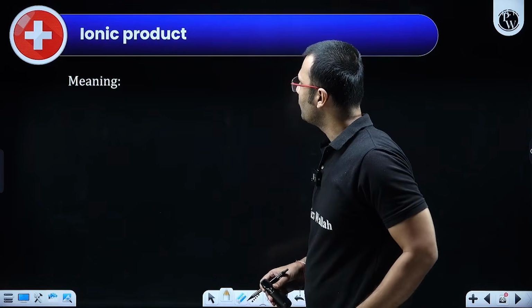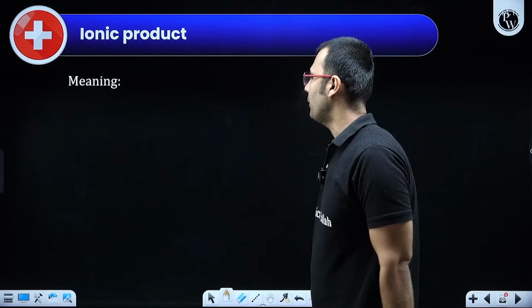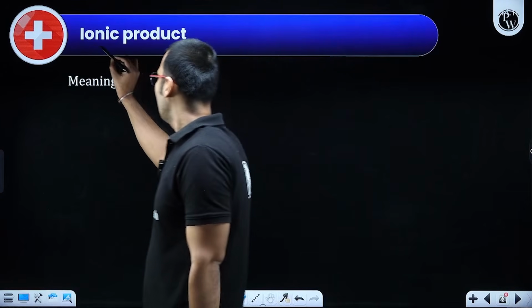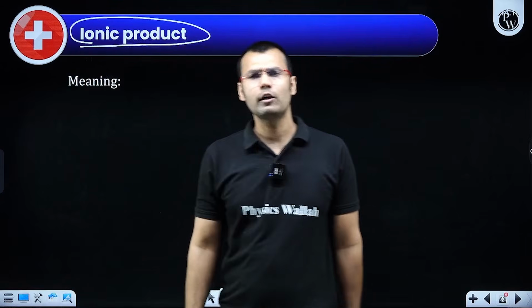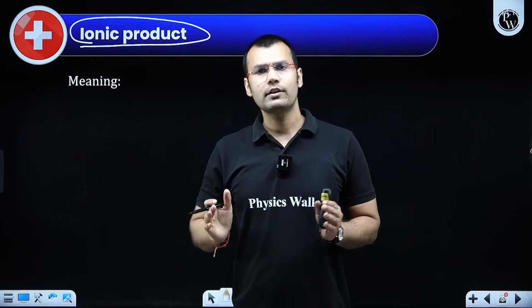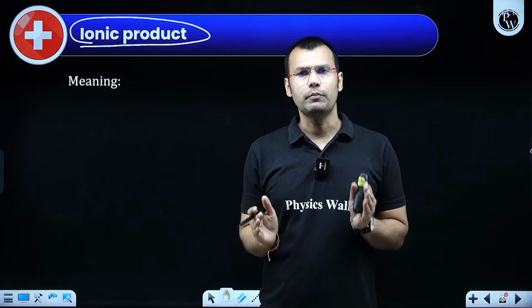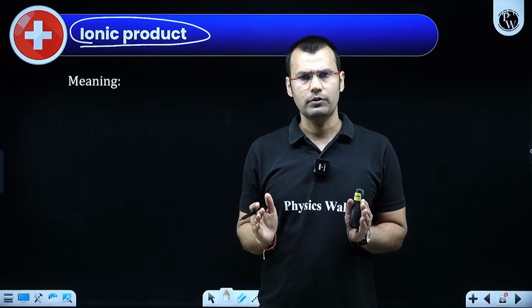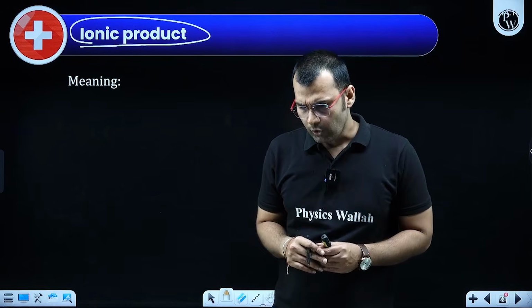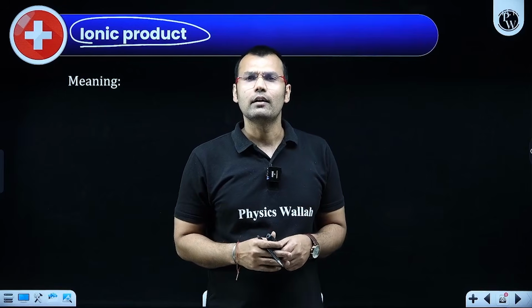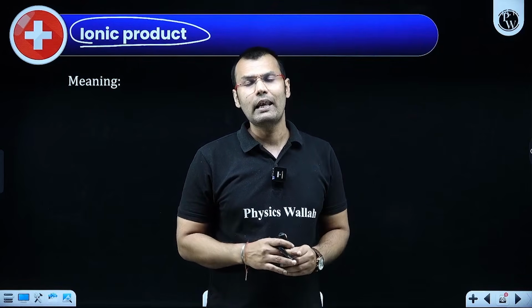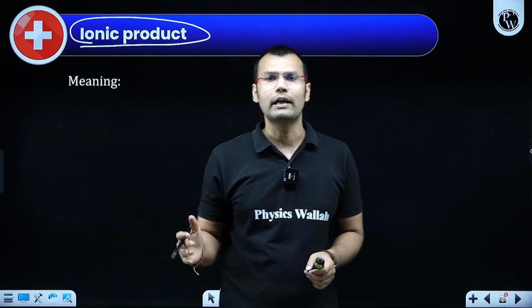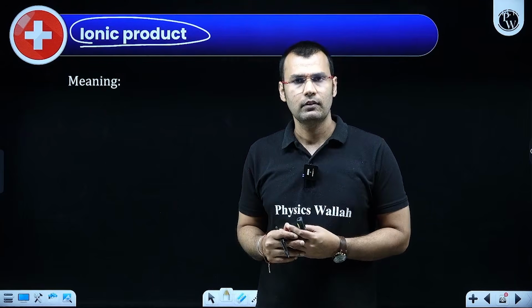Now we are into the final topic of this chapter, which is ionic product. And ionic product and one more point, solubility product, we should always discuss together because both are similar terms. The only difference is that solubility product is calculated only when your solution is saturated, while ionic product can be calculated at any instance, right?